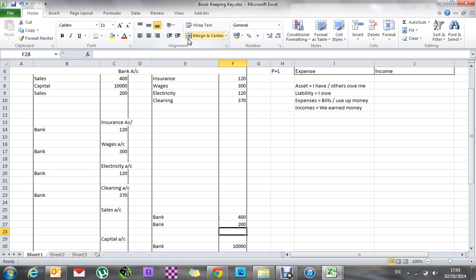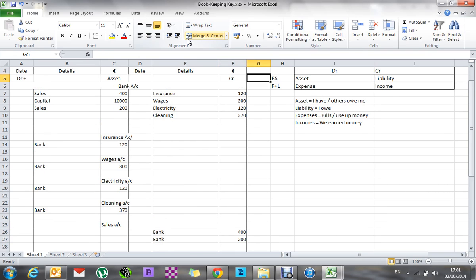Now, just to make sure we've done this right, I'm going to use my bookkeeping key to make sure that I've labelled all my accounts properly and that I know why I put a debit in that account and not a credit. So, we called bank an asset, okay, so now we need to look and see what we're going to call insurance. So insurance is a way I use up money, so it's an expense.